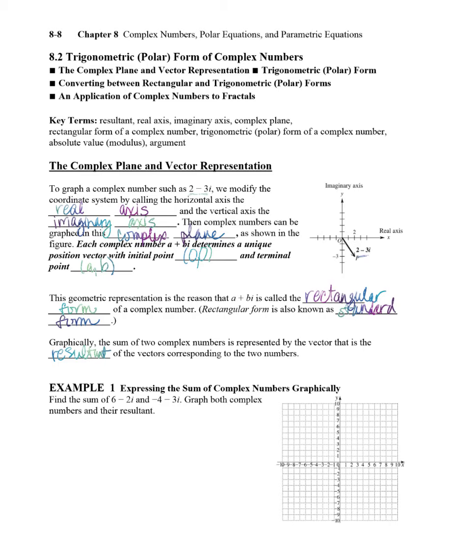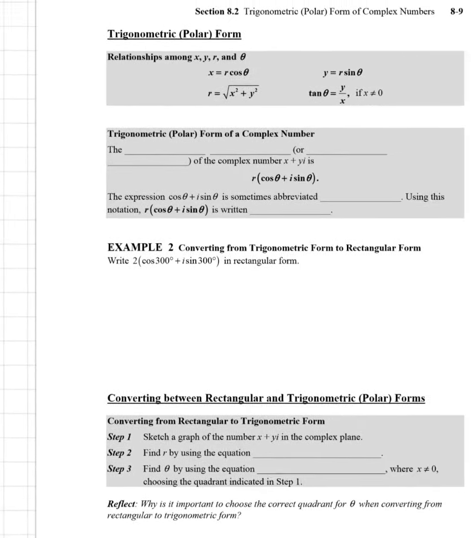When you're adding two complex numbers together, you're just adding the real parts and the imaginary parts. It's the same idea as when you're adding two vectors together. You're adding the first components and the second components. Let's go on to page 8-9.